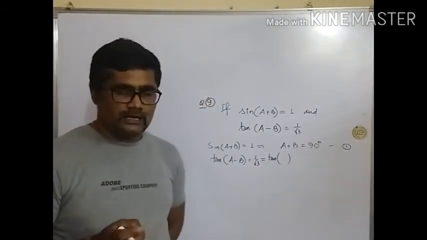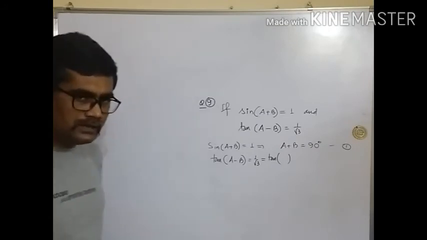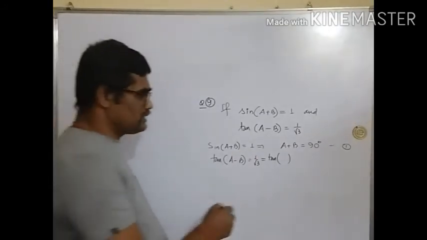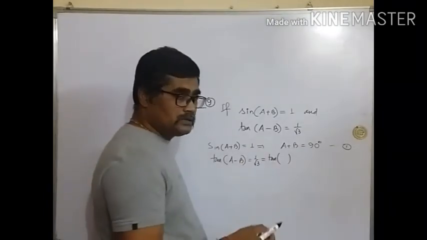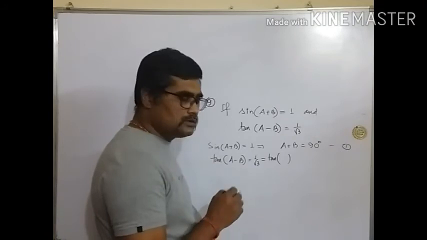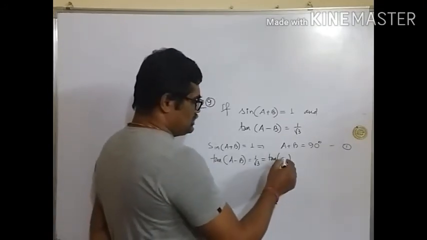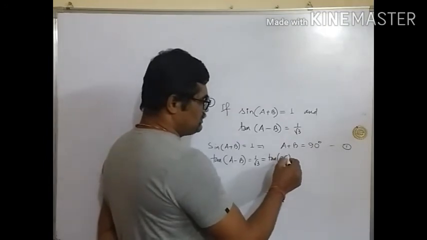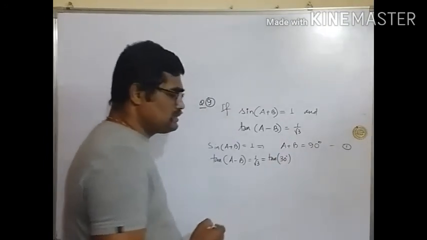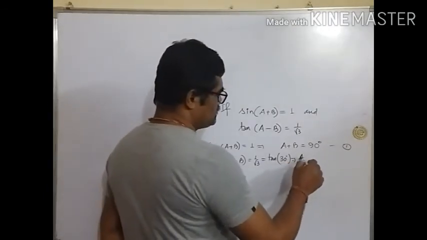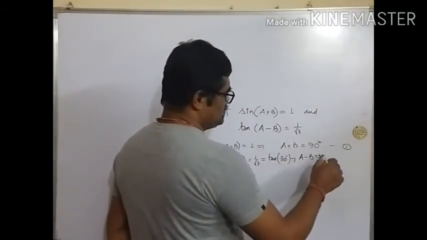वो कौन सा एंगल है जिसका 10 1 by root 3? ठीक है, that angle you have to write. And 10 why? Because left side also you have started with a ratio 10. So it is, remember it, it is 30 degree, right? It is 30 degree. So after equating this, what will I arrive at? A minus b equal to 30 degree.